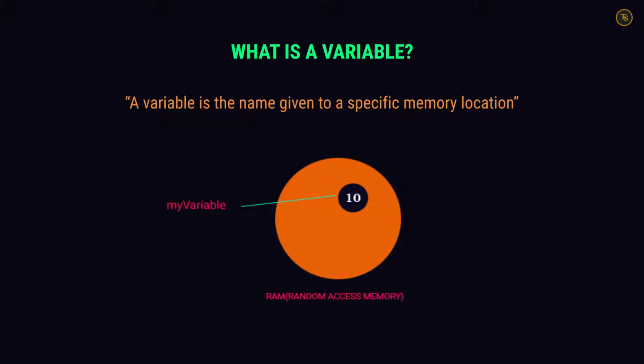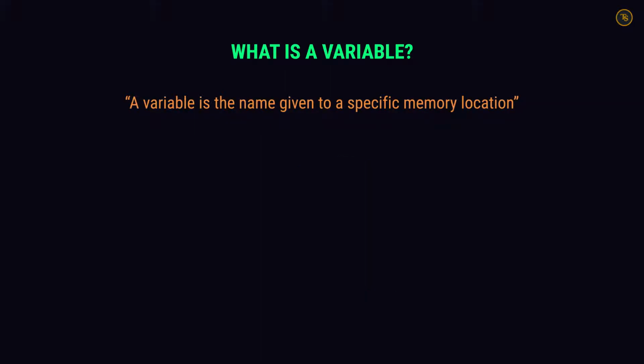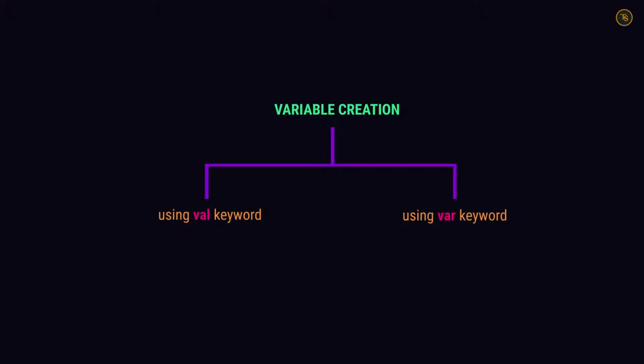For example, look at this diagram. Here, value 10 is stored at a specific memory location of RAM. That is random access memory, and a variable is the name assigned to that memory location. Now let's understand how to define a variable in Kotlin. Kotlin provides two special keywords for defining a variable. First keyword is val and second keyword is var. You can use any of the keywords to define a variable in Kotlin, but there is a big difference between both the keywords. We will see the difference shortly.